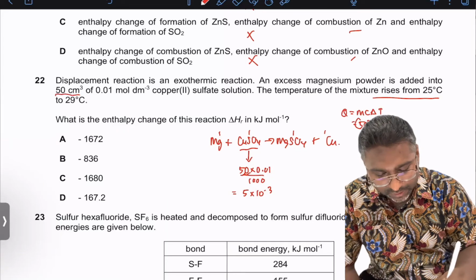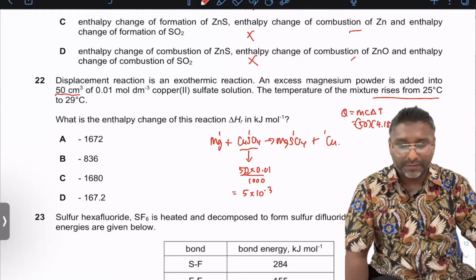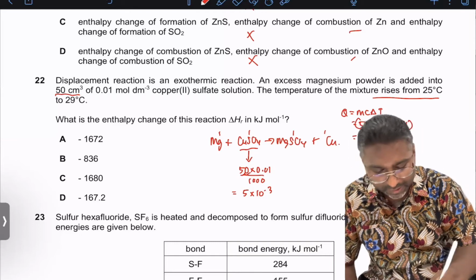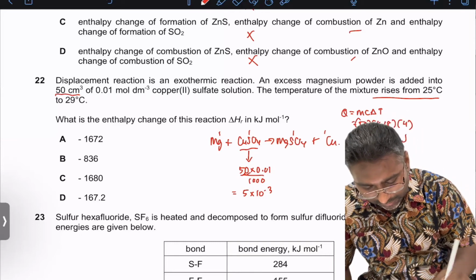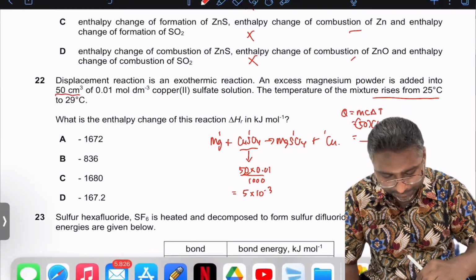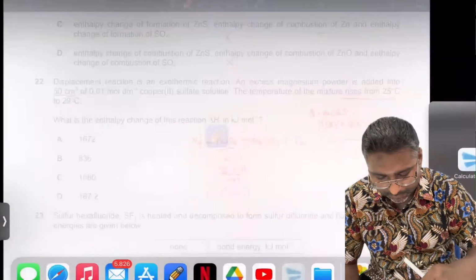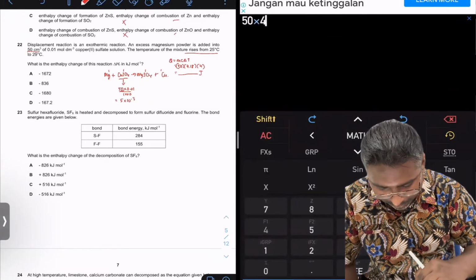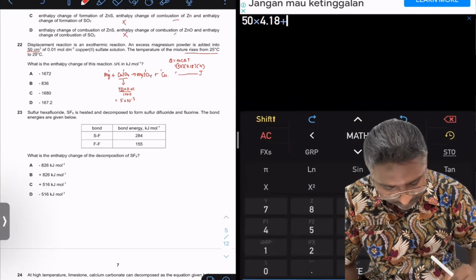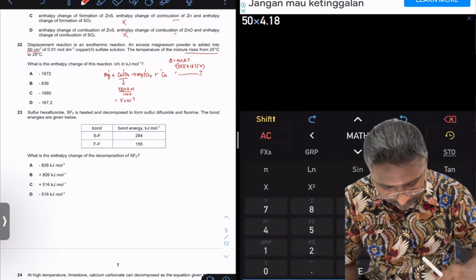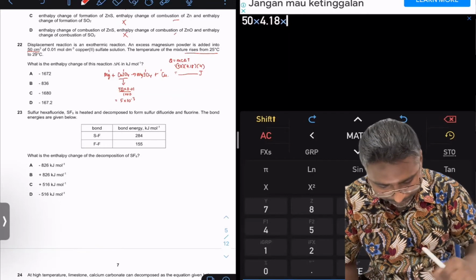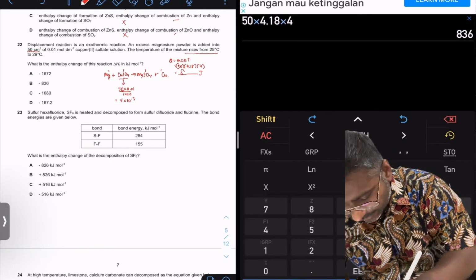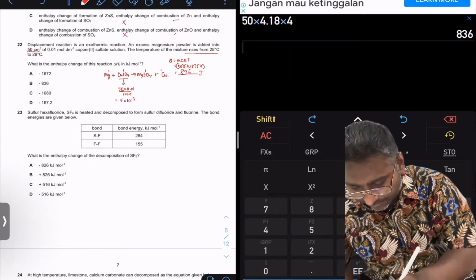And then delta T is going to be 4, 25 to become 29. No need to change it to Kelvin. Once you calculate that, you will get the answer in joule. Let's actually calculate that. 50 times 4.18 times 4, 836. So this is 836 joule, and that is for how many moles?